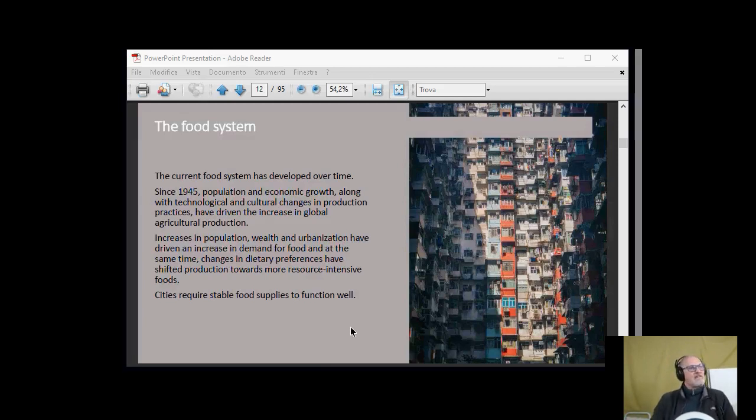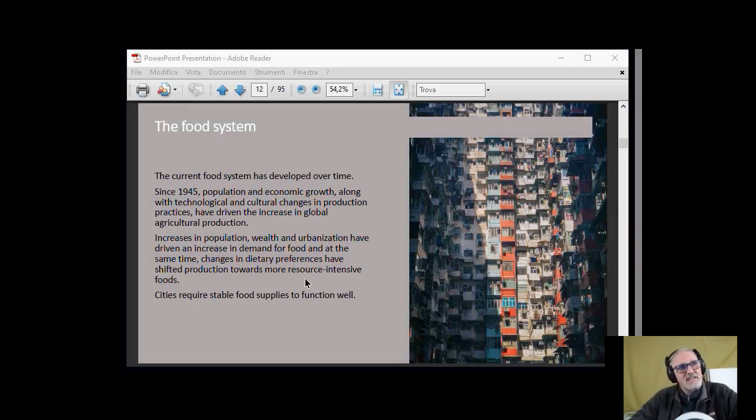Okay, so it's clear that this food system bears very little relationship to the first Neolithic farmers cultivating wild wheat in the Middle East, in the Akkadian civilizations. But in particular since 1945, there's been a huge increase in population, and there's been a huge increase in economic activity, and coupled with these, there have been huge changes in cultural and technological production practices. So all of these things have influenced global agriculture in general.